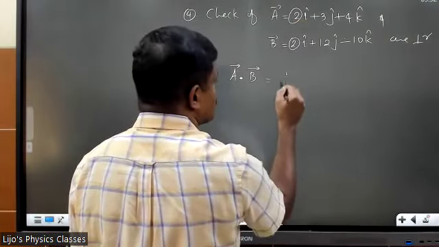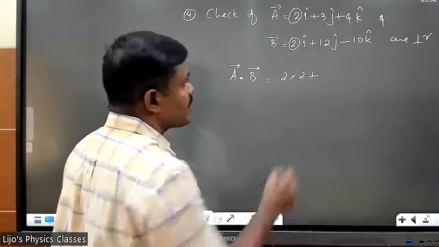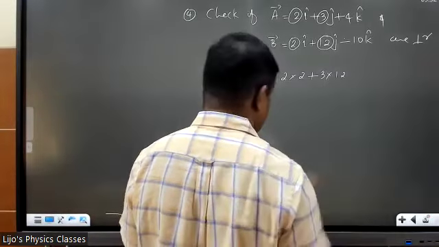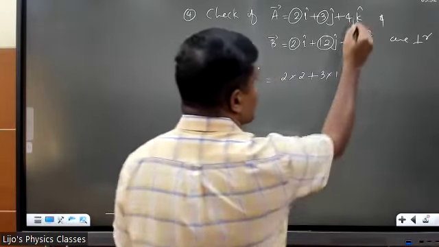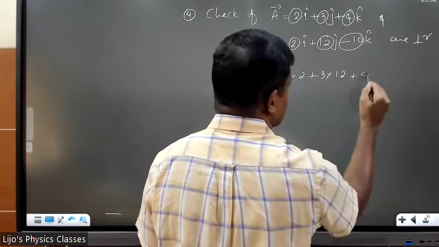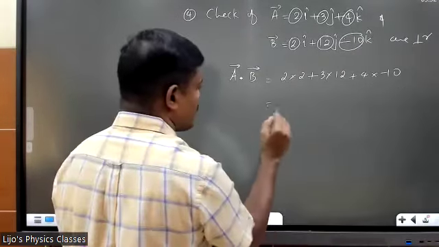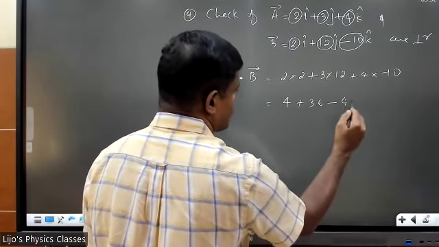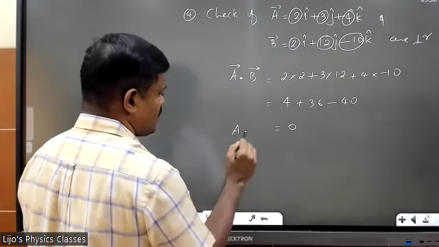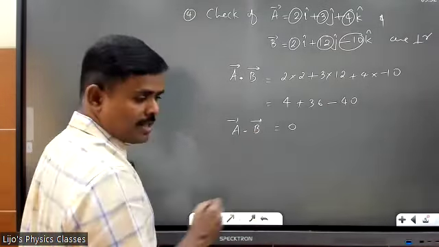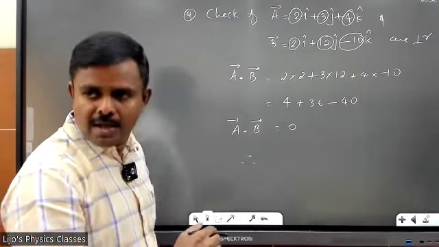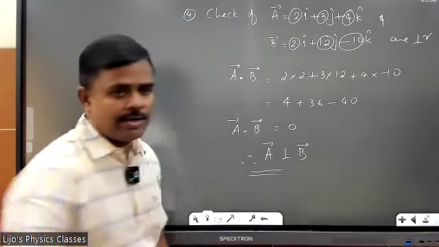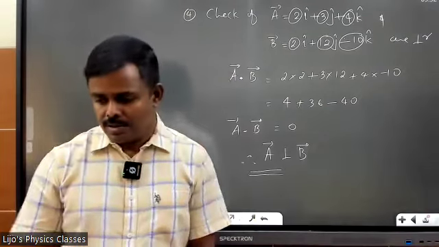This is 2, this is 2. 2 into 2 plus. This is 3 and this is 12. 3 into 12 plus. And this is 4, this is minus 10. 4 into minus 10. Tell me what you're going to get. 2 into 2, 4. 3 into 12, 36. Minus 40. That's going to be 0, right? A dot B is equal to 0. Means what? Therefore, A must be perpendicular to B. Got it? All of you understood this?